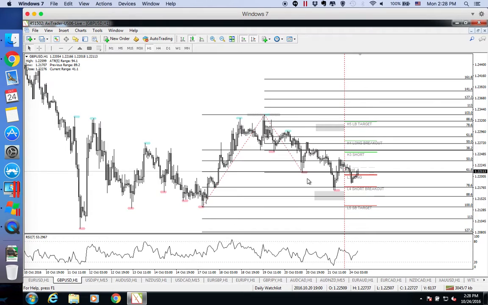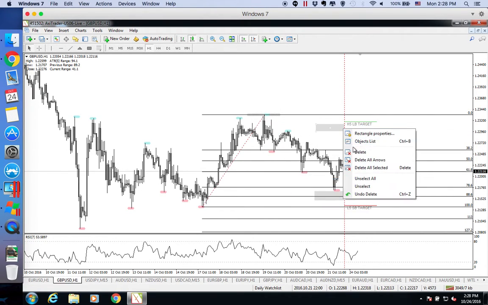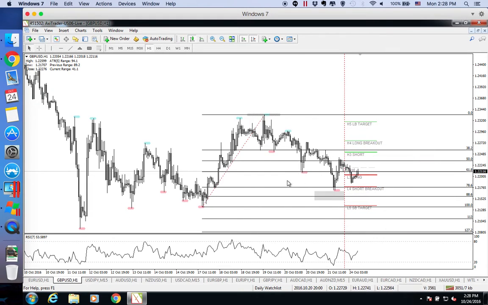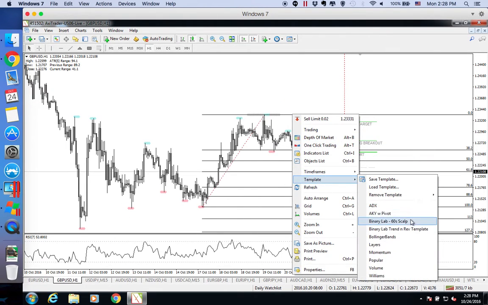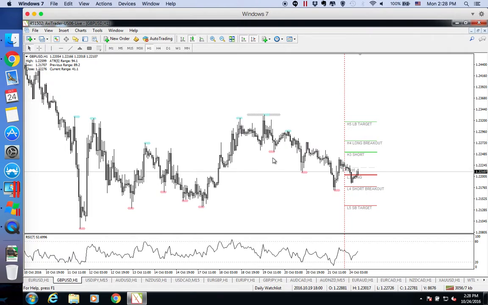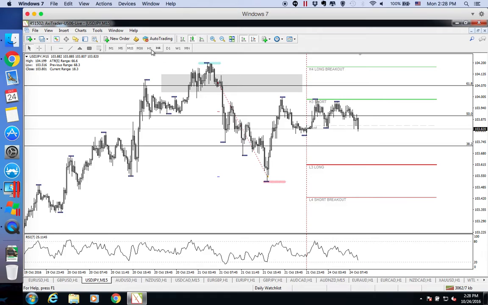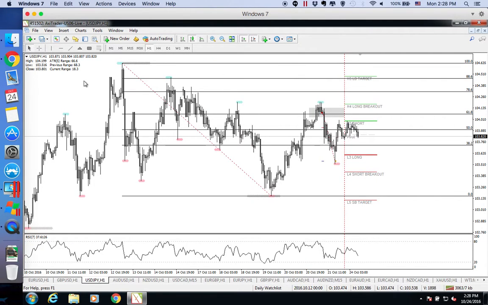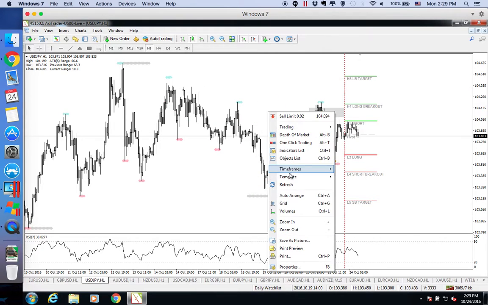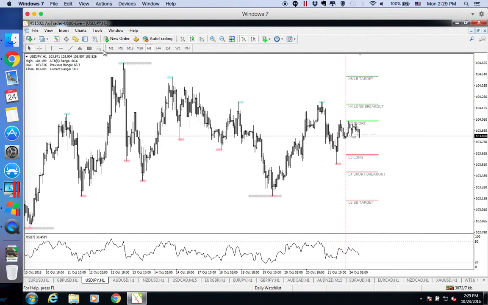Alright, pound dollar, we do have, let me just take a quick look. Alright, actually we do not have any because it's invalidated based on last week's movement. Right, so nothing on the pound dollar. Dollar yen, we do have two potential levels. Let me just clear the chart to show you.